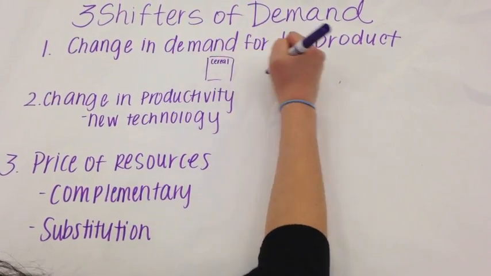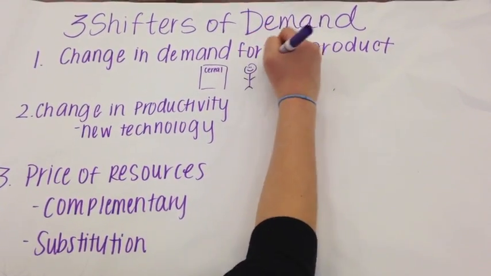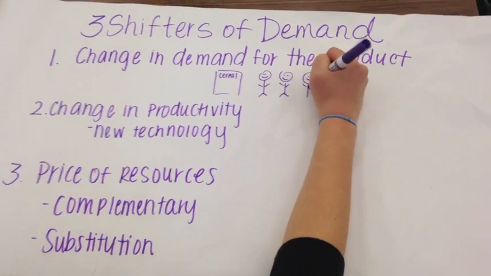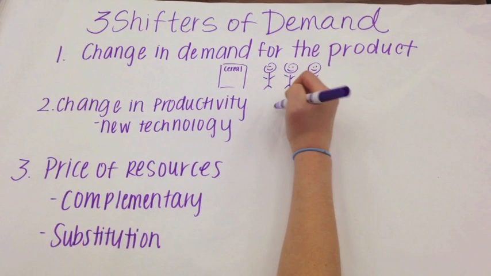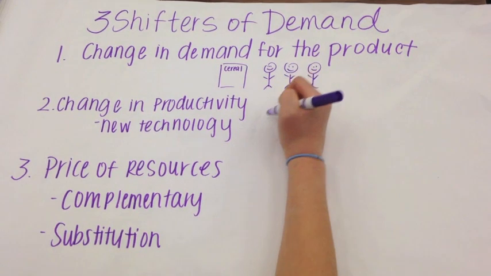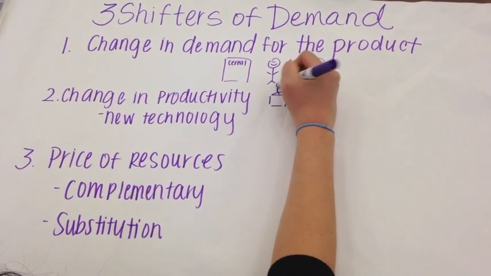So, an increase in demand for a product, let's say cereal, ultimately increases the price. Therefore, the marginal revenue product of the resource used to make the cereal, aka the workers, is ultimately increased. So it shifts the demand curve to the right.